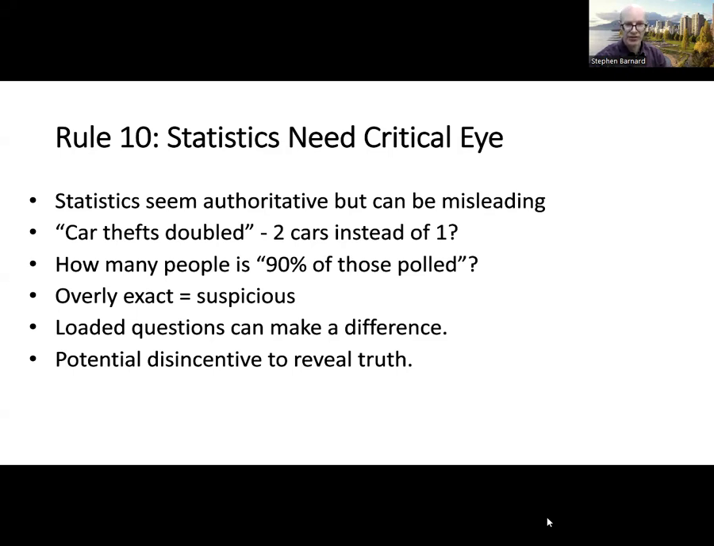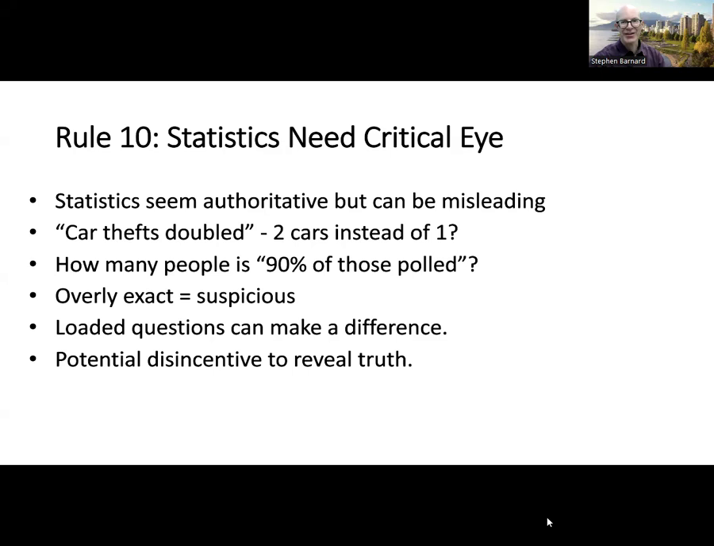Statistics do require a critical eye because statistics can mislead. And we'll take a look at how statistics can mislead people. If you say car thefts doubled, for example, that doesn't mean very much if you're talking about doubling from 1 car theft to 2. If you do a poll and you say, 90% of people agree with the president's policy, well, how many people did you ask? Did you only ask 100 and therefore 90 people agreed? Where were these people polled? Were they a representative sample or not?